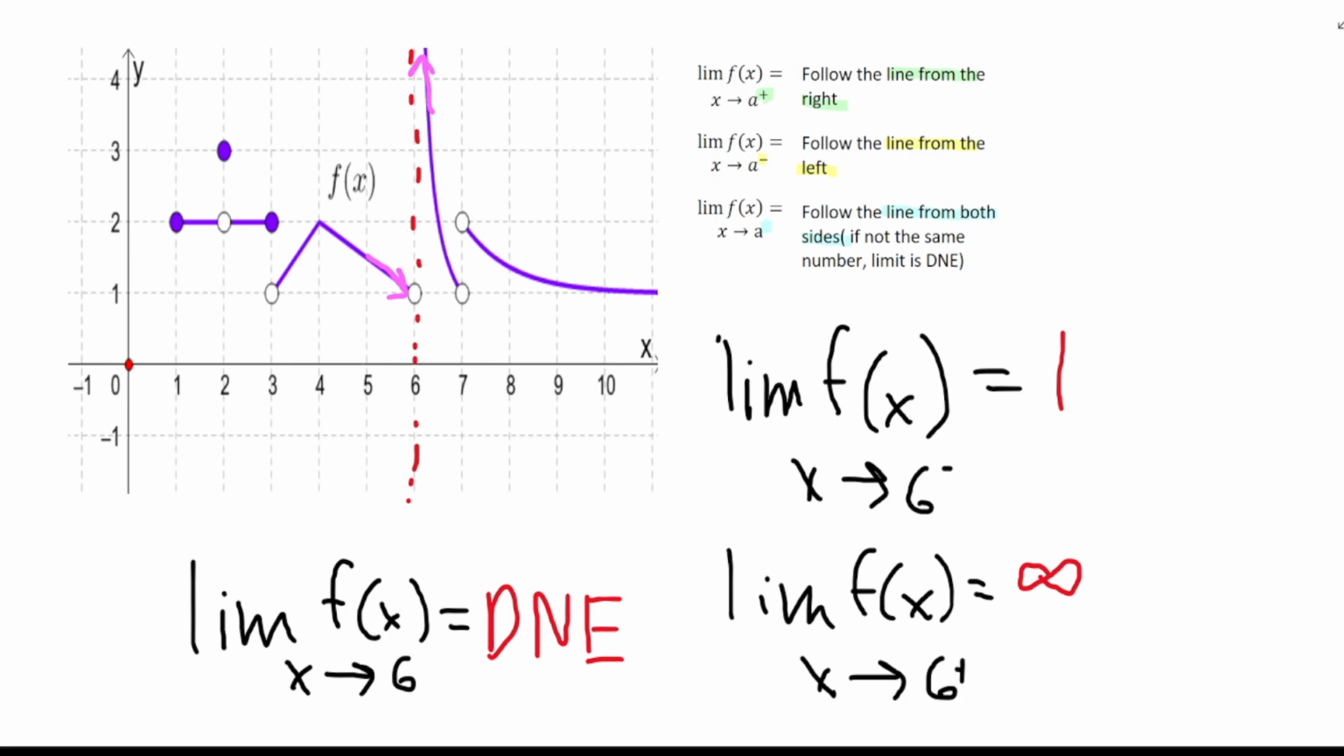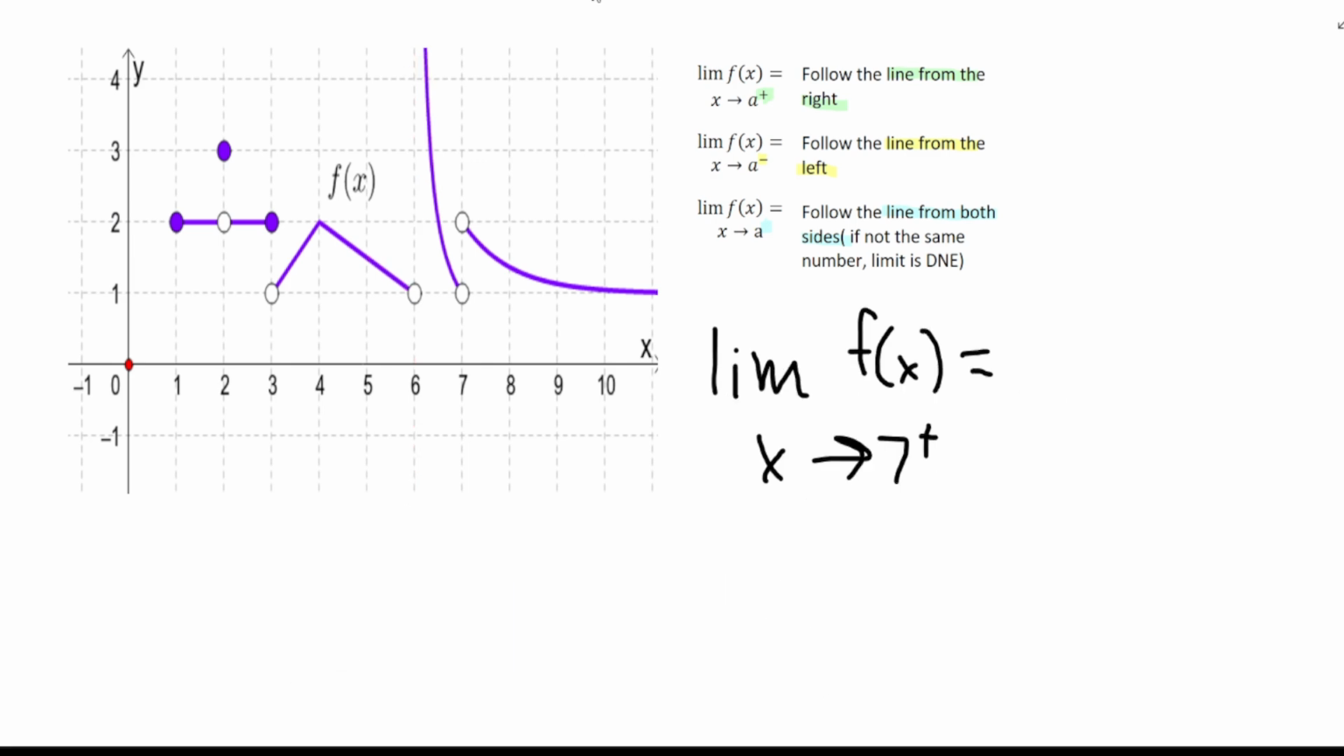Now let's move on to other examples. For this example, limit of f of x as x approaches 7 plus means 7 from the right. So it's going to be this part of the line. At the x value 7, it does have an open point, but we don't care about that. The line looks to be approaching the y value 2, so the answer is 2 in this case.